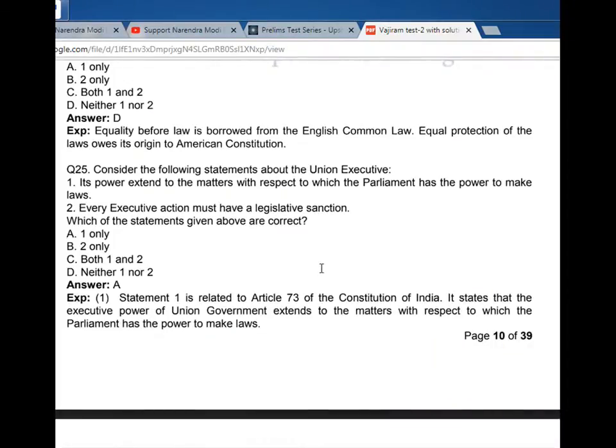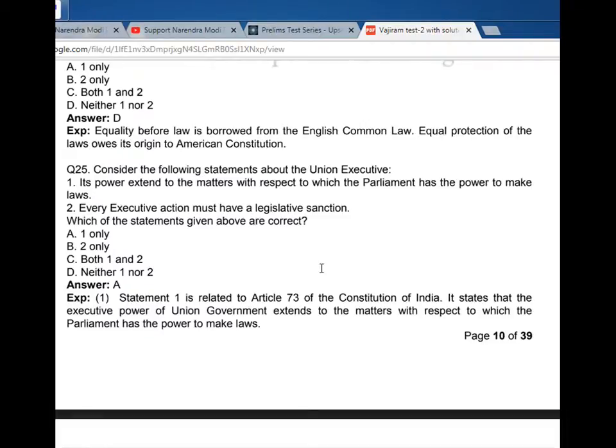Consider the following statements about the Union Executive. Its power extends to the matters with respect to which the Parliament has the power to make laws. It's correct. Statement two, every executive action must have a legislative sanction, is not correct. Statement one is related to Article 73.